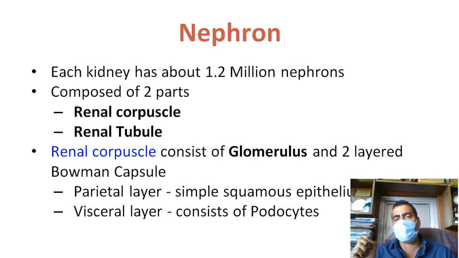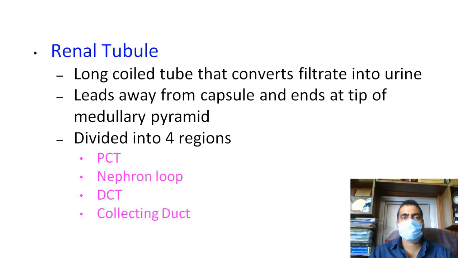Each kidney has approximately 1.2 million nephrons. Nephrons are very small structures, but they are the basic unit of the kidney, and they are composed of two parts. Number one is the renal corpuscle and the other is the renal tubule. Renal corpuscles consist of the glomerulus and contain two layers: Bowman's capsule, which is the parietal layer of simple squamous epithelium, and the visceral layer, which consists of podocytes.